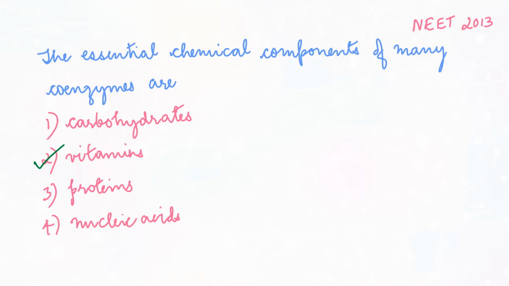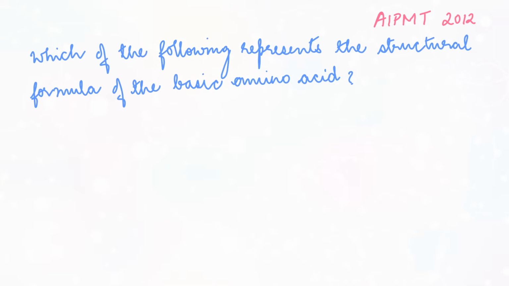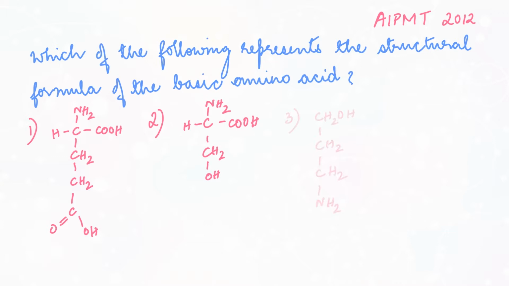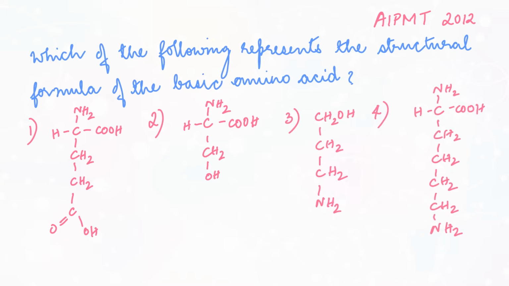I have discussed this further in my video More Enzymes. Now we go on to a question from AIPMT 2012. Which of the following represents the structural formula of the basic amino acid? And the options are shown here. So what they want is a basic amino acid, which is an alkaline amino acid.